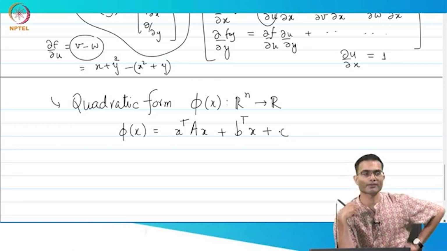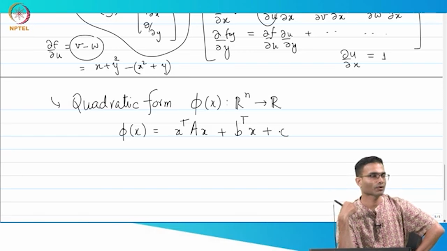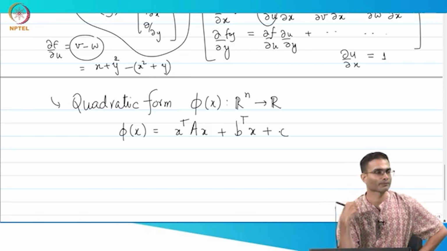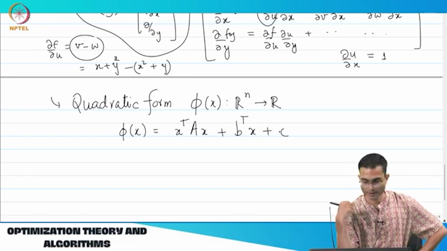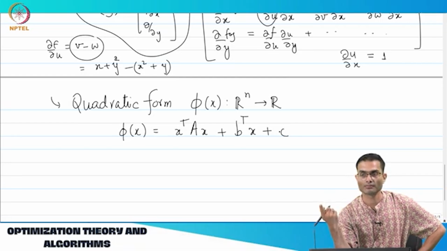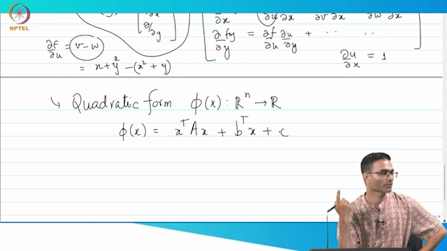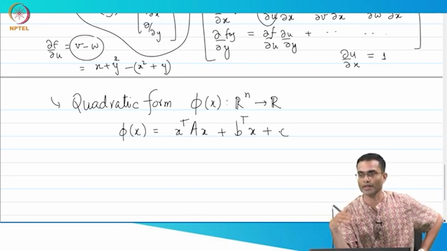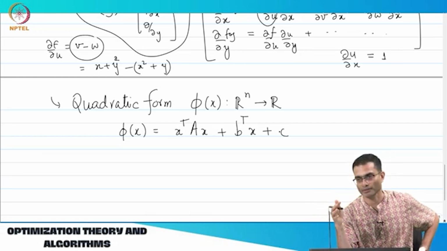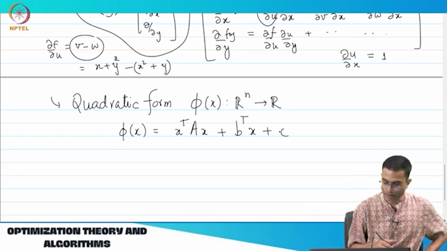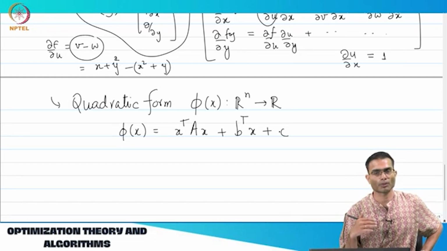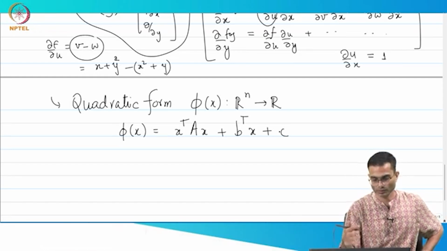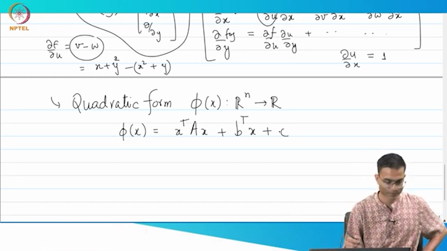Do I need to define what A, B and C are, or is it self-explanatory from here? It's self-explanatory, right? C has to be a scalar, B has to be a vector, A has to be a matrix, right? Right now I am not making any special qualification on A. A can be any square matrix, right? Now this is your first opportunity to put your knowledge of gradients into practice, right?